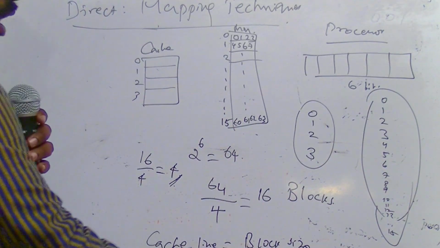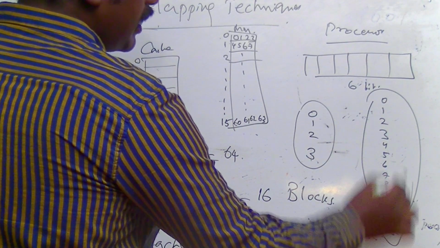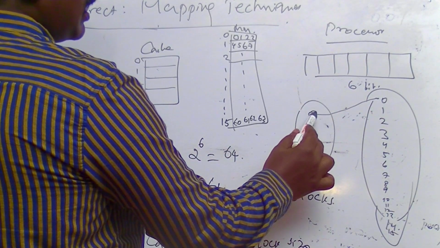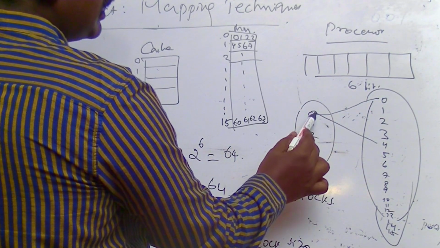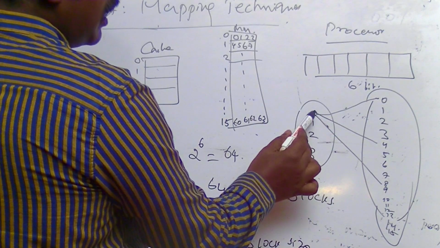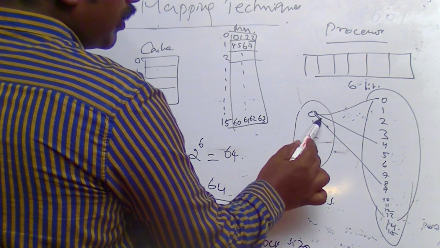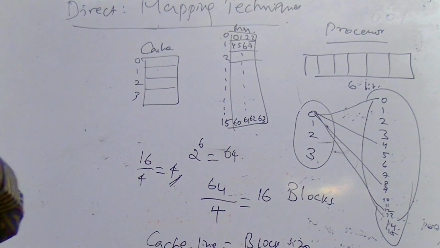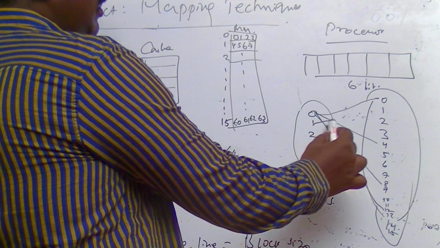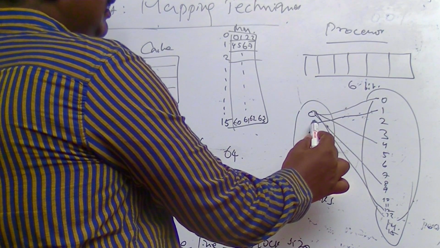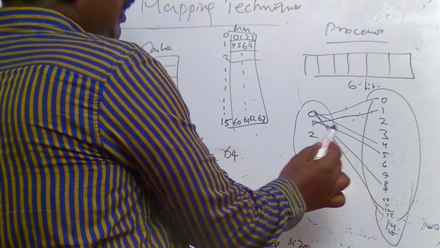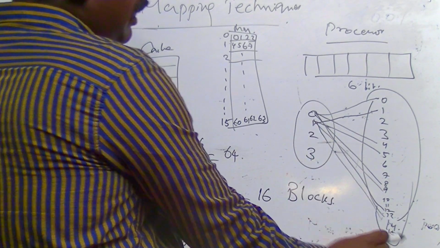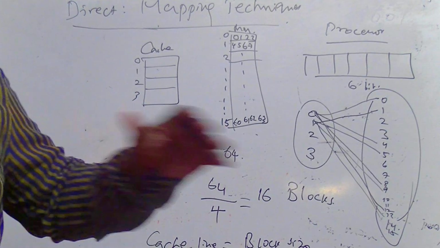How is it going to associate? Block 0 is going to be associated with line 0, and the next is block 4, and the next is block 8, according to round robin. Similarly, how is line 1 going to associate? It is with block 1, and the next is with 5, and the next is with 9, and the next is with 13. So this is how it is going to associate.